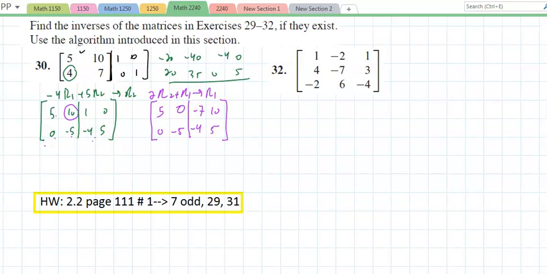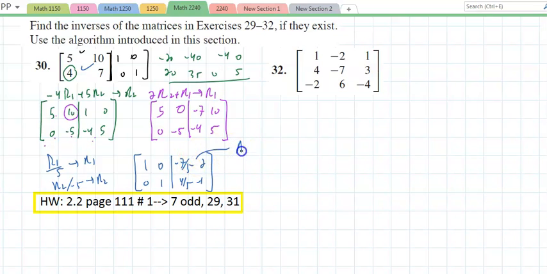And now all I have to do is take row 1 divided by 5, put it back in row 1, take row 2 divided by negative 5, put it back in row 2, and I'll get 1, 0, negative 7 fifths, and a 2, and 0, 1, 4 fifths, and a negative 1. And if this is A, the inverse of A would be negative 7 fifths, 2, 4 fifths, negative 1.